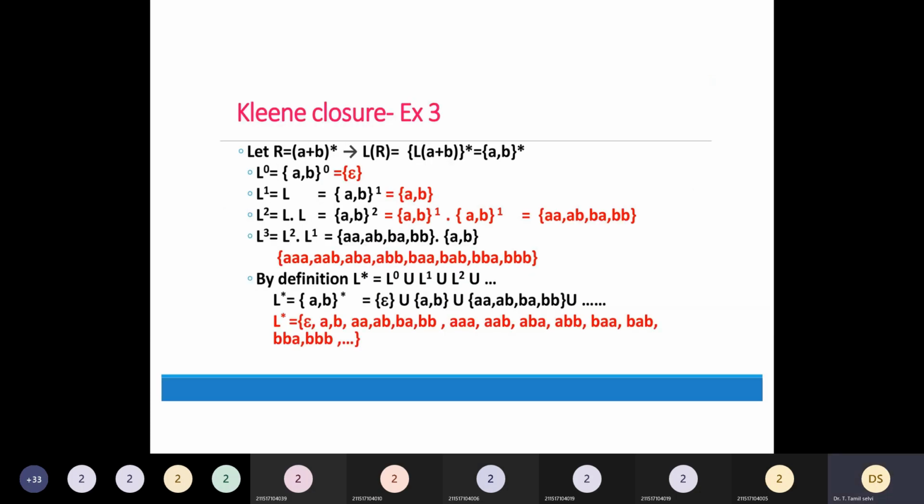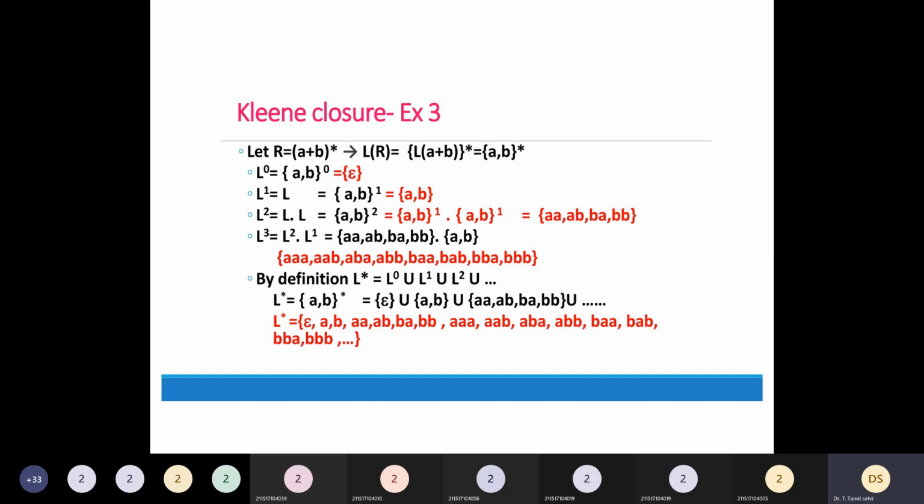This is the third example, for the closure property. So closure means what? It is 0 or more occurrences. That is, you should keep it in your mind. Closure means 0 or more occurrences. 0 or more occurrences means first you have to put 0 and then 1 and then 2, etc.